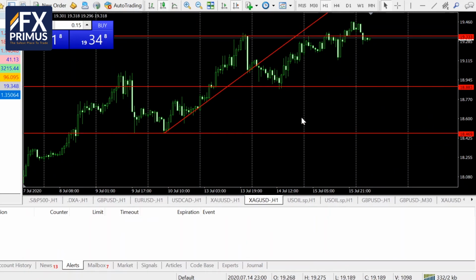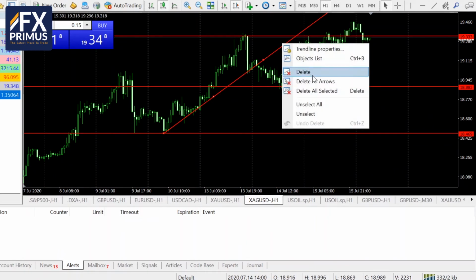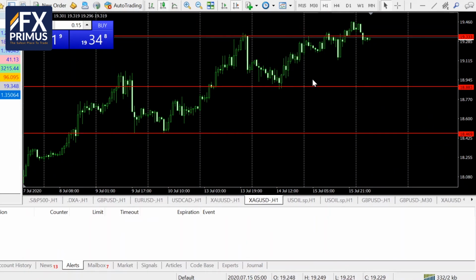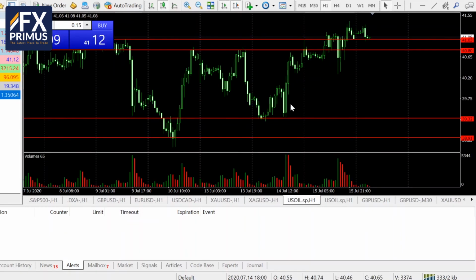Similar story for silver prices. Silver is also in a consolidation phase, but there's a slight tinge of bullishness to it. Okay, so again, we need to watch out for the latest news and events later on when the markets are getting more active. Okay, so last but not least, crude oil prices.